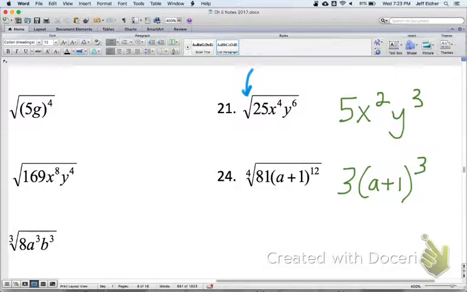Where do you need the absolute value bars? You don't need the absolute value bars around the x squared. You just need the absolute value bars around the y cubed, because that's the part that could potentially be negative. So very specifically here, the absolute value bars would go around the y cubed. Similarly, you'd have absolute value bars around the a plus 1 cubed, because that could be negative, and we started with an even index.